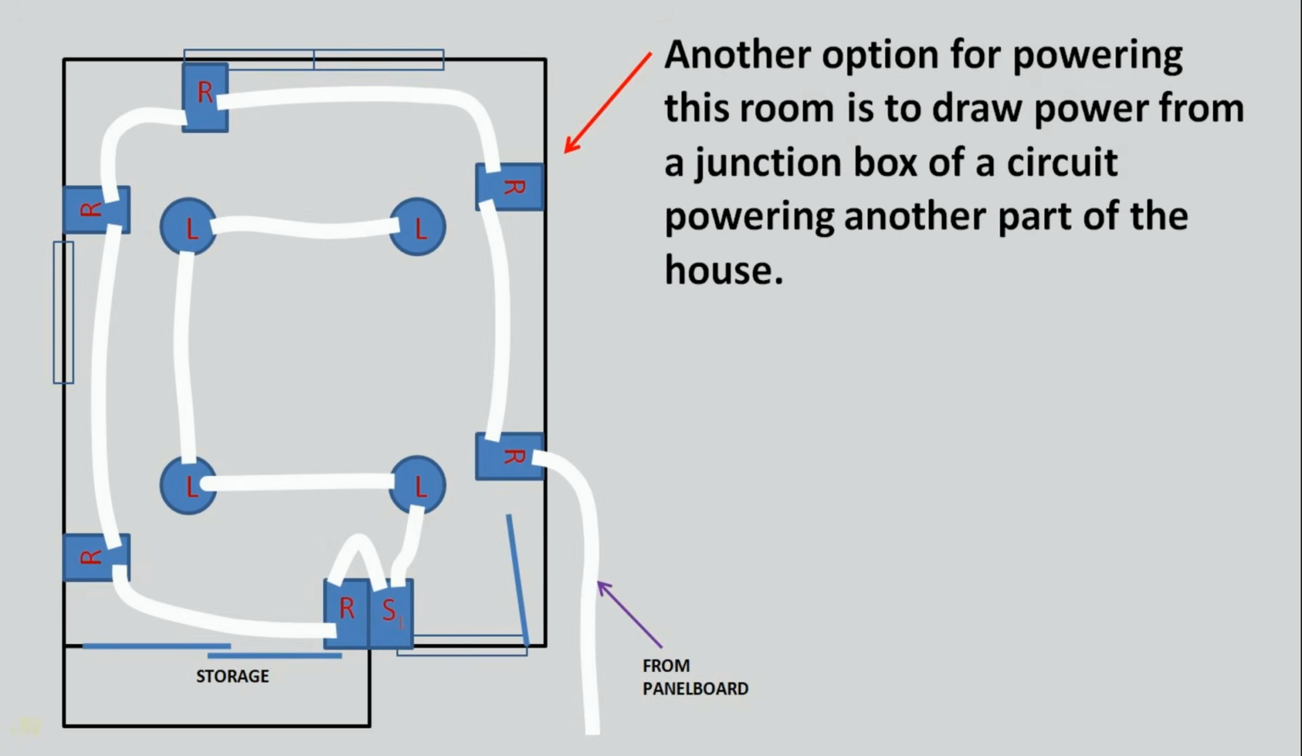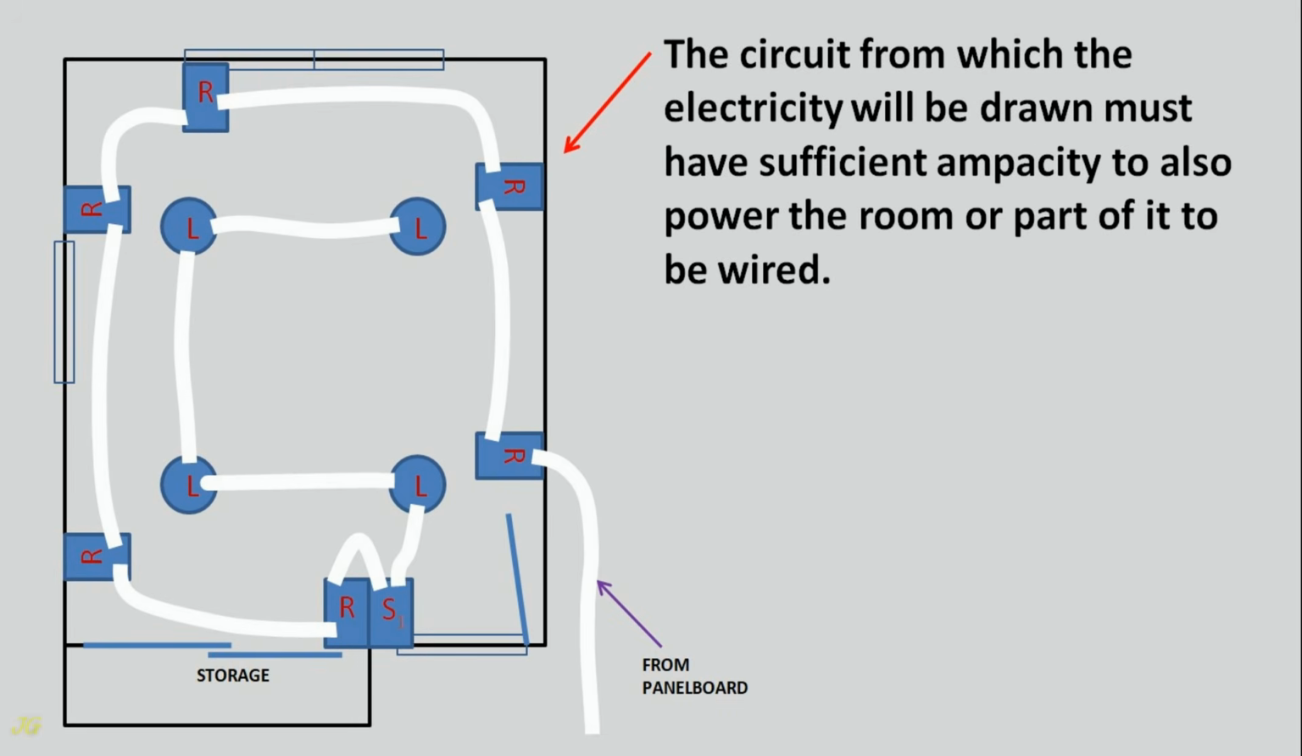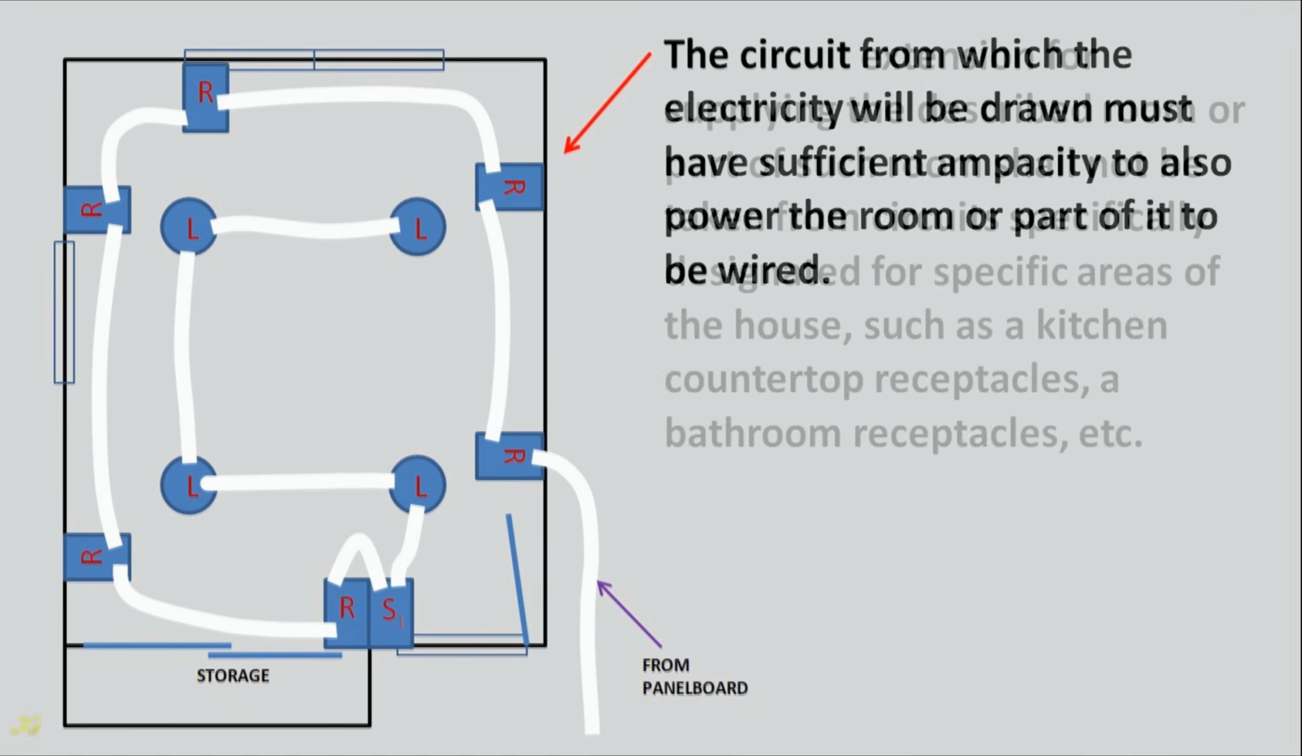Another option for powering this room is to draw power from a junction box of a circuit powering another part of the house. The circuit from which the electricity will be drawn must have sufficient ampacity to also power the room or part of it to be wired.